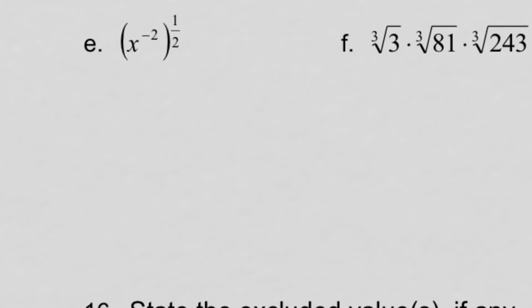Okay, how about E? Looks pretty simple. Power of a power rule means that you need to multiply these two times each other. So negative 2 times 1 half is negative 1. So it's x to the negative 1. And that means the reciprocal, so it's 1 over x to the positive 1, which is just 1 over x. Done.